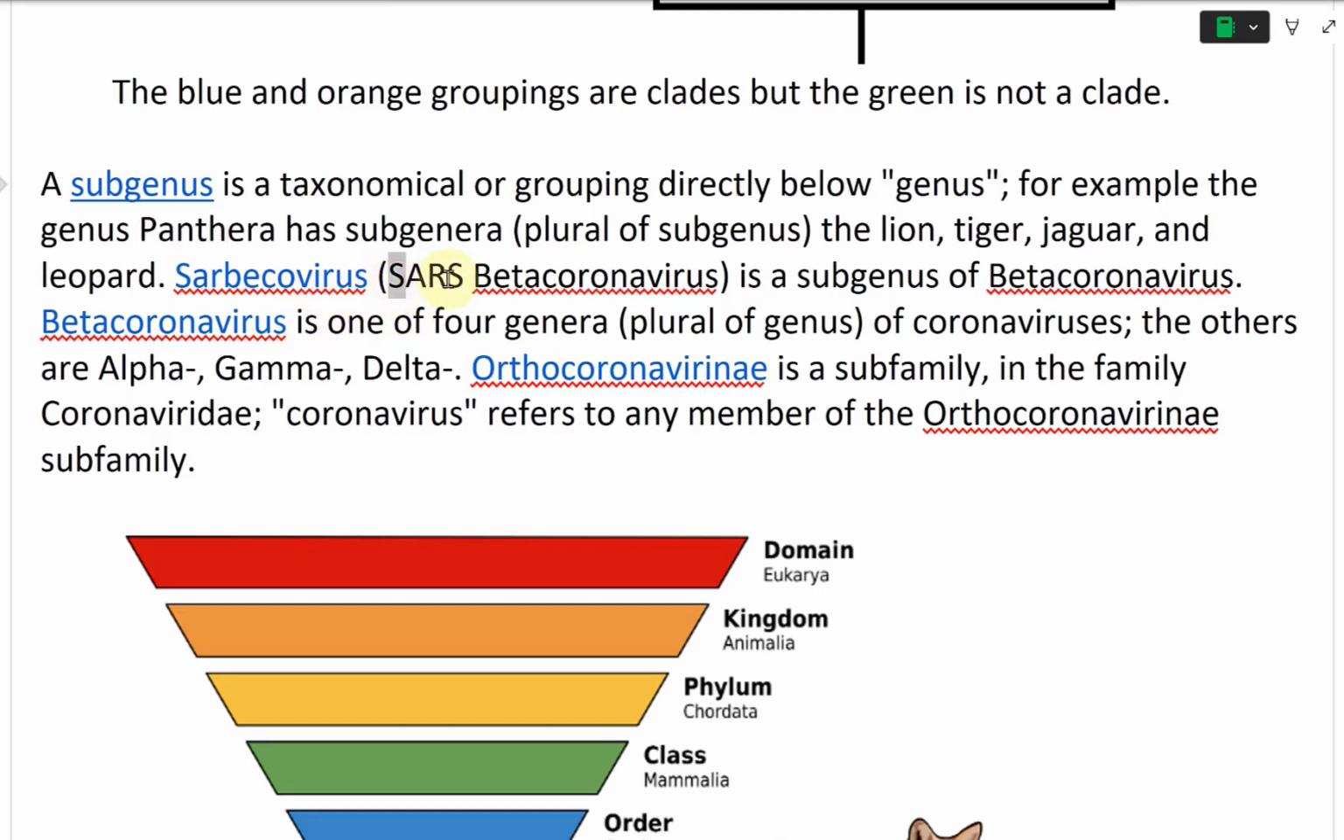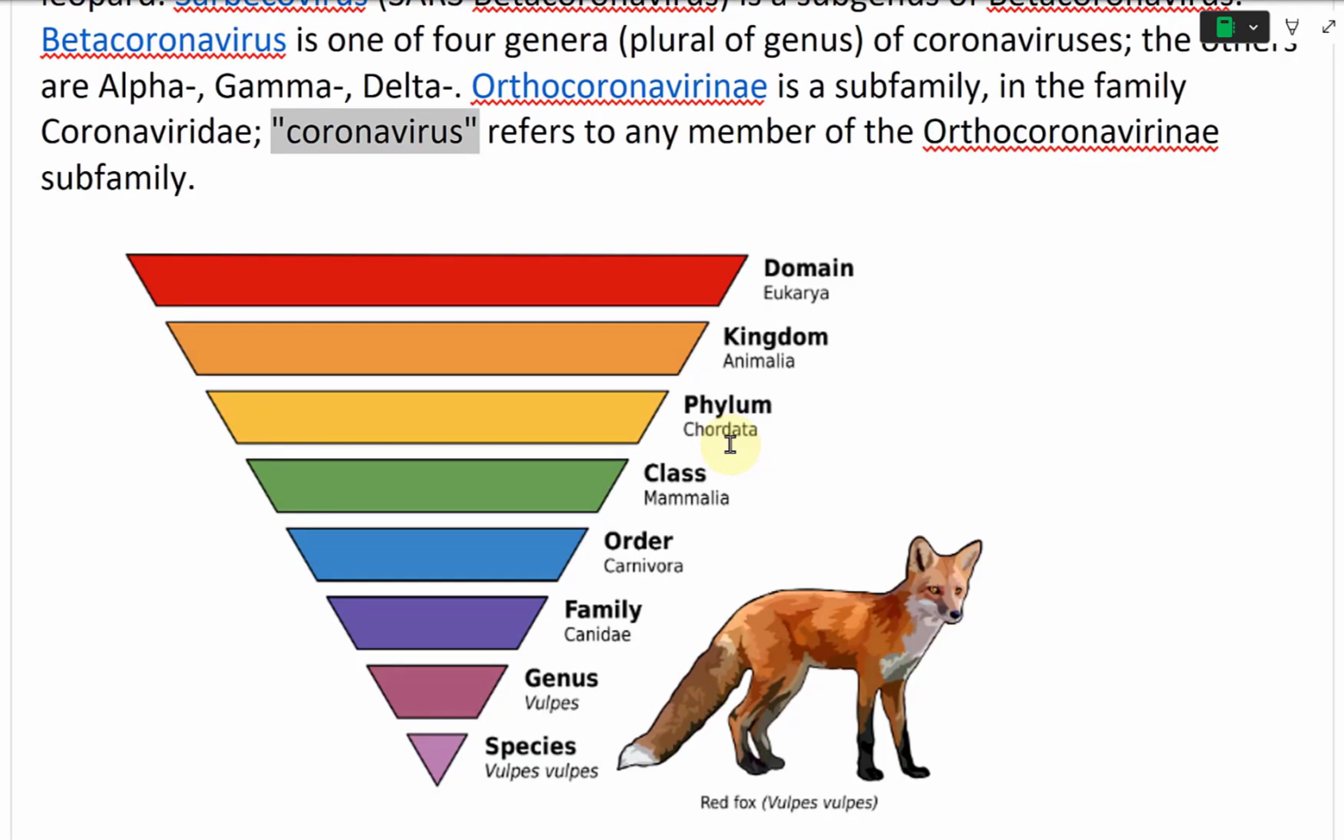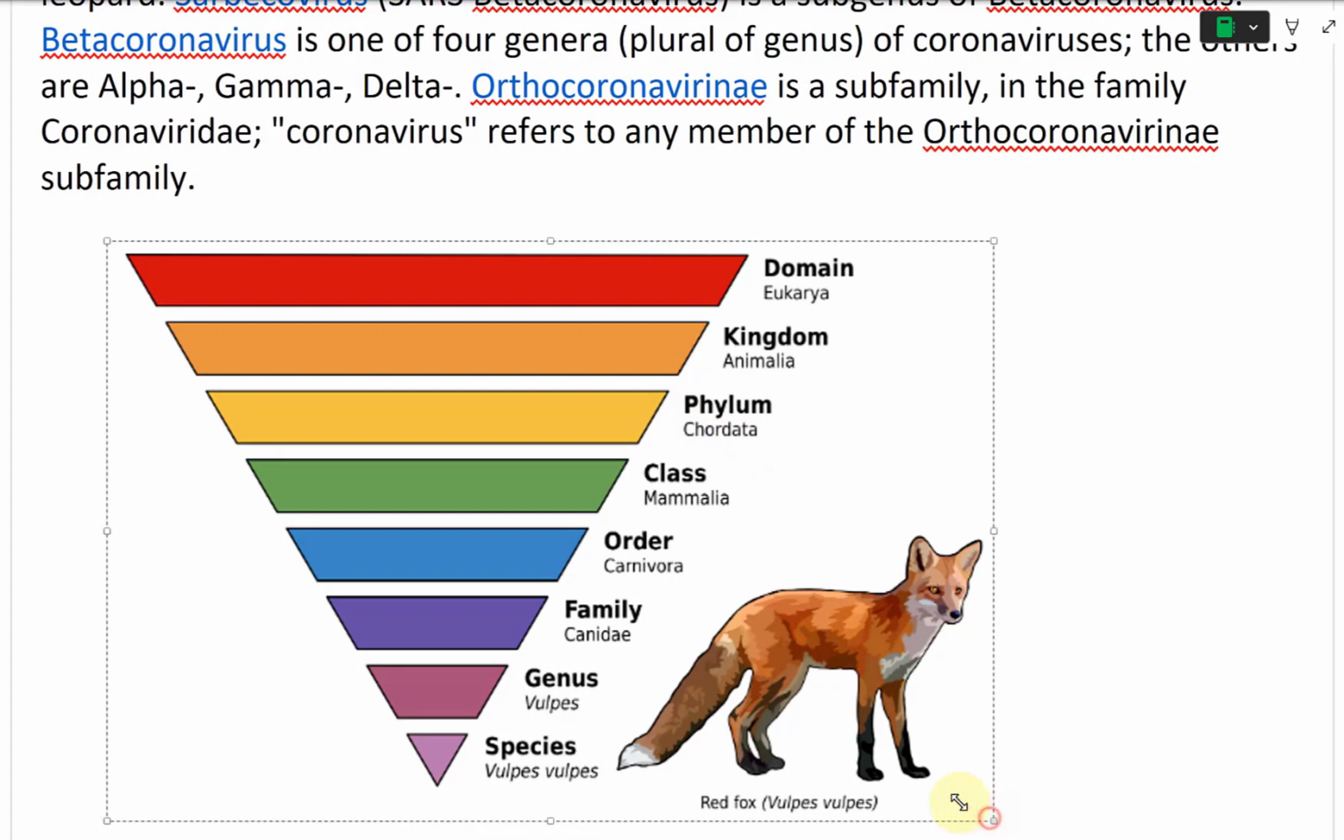Anyways, then Sarbecovirus, that's short for SARS beta coronavirus, is a subgenus of beta coronavirus, and beta coronavirus is one of 4 genera, or plural of genus, of coronaviruses. The others are alpha, gamma, delta, and so on. And then Orthocoronavirinae is a subfamily in the family of Coronaviridae. And then the term coronavirus refers to any member of the Coronavirinae subfamily.